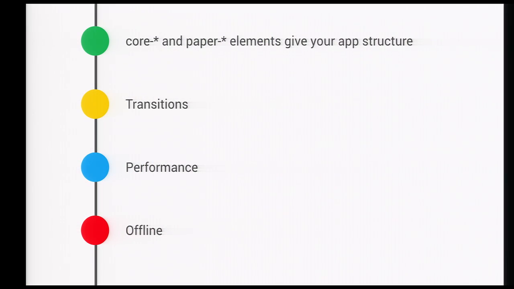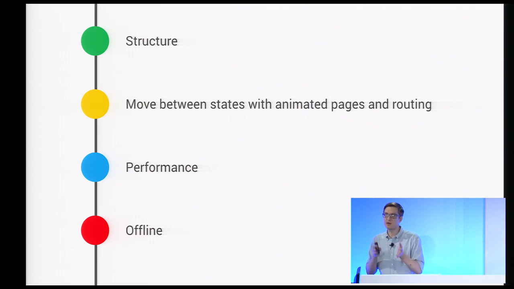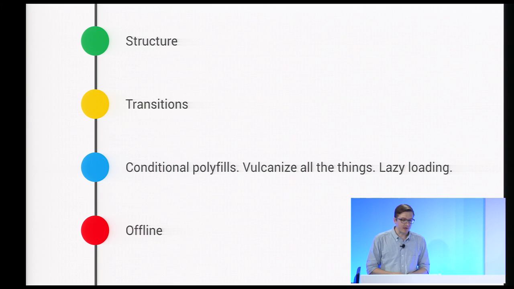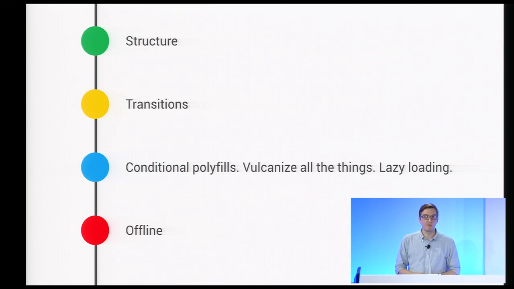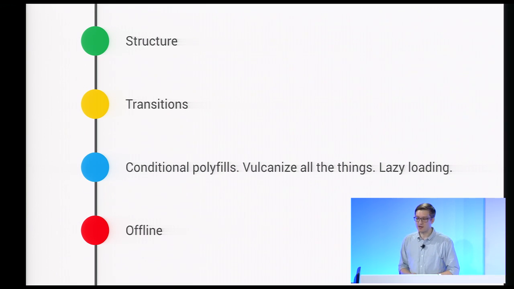So, wrap up. What did we learn? For structuring your application, structuring your UI, you've got the core and the paper elements. You can compose those together to make a really awesome mobile experience. For moving from one state of your application to the next, you've got core animated pages, and you've also got imperative or declarative routing. Kind of depends on how you like to do that. For performance, conditional polyfills, and most importantly, vulcanize all the things. Use vulcanize to bundle up as much as you possibly can. It'll save you a lot.